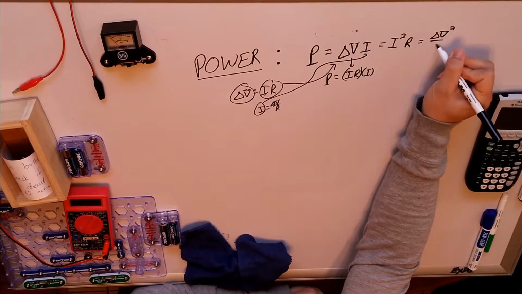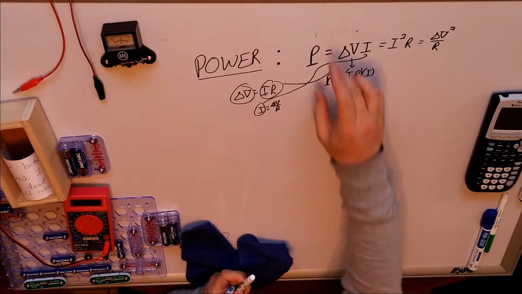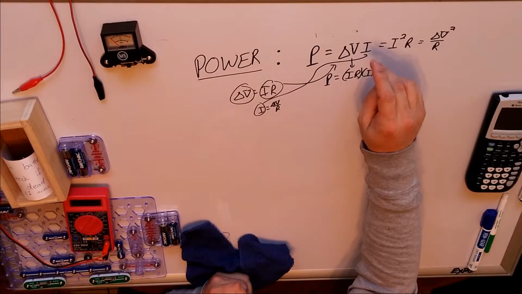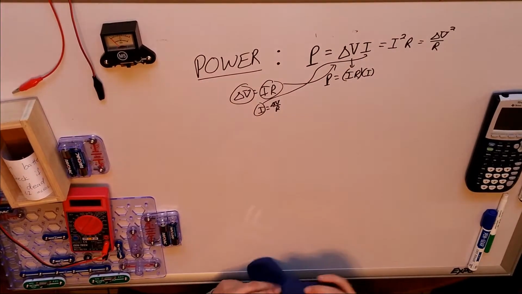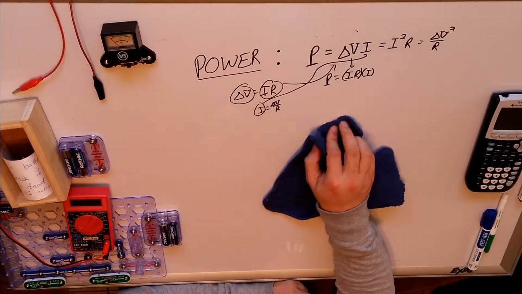delta V squared over R. Now, I don't expect you to have all of these memorized. What I'd recommend is being familiar with the first one, P equals IV or I delta V or delta VI, however you want to keep track of that. You can think back to the units that I just showed you.